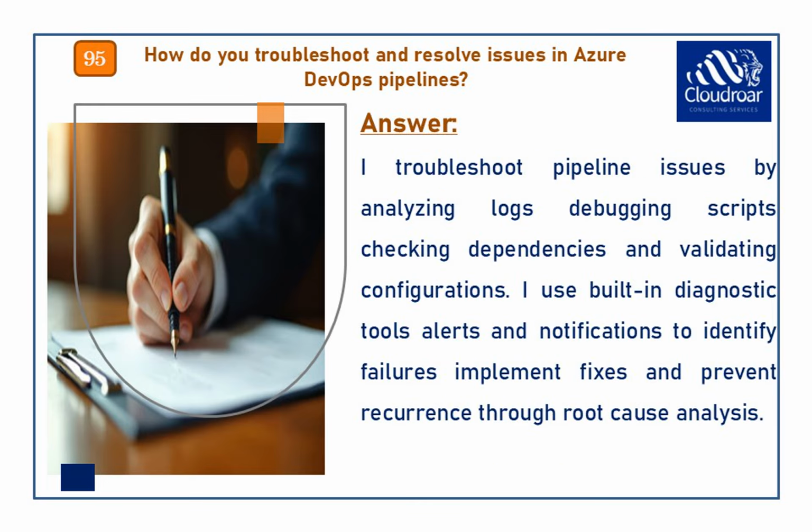Question 95. How do you troubleshoot and resolve issues in Azure DevOps pipelines? I troubleshoot pipeline issues by analyzing logs, debugging scripts, checking dependencies, and validating configurations. I use built-in diagnostic tools, alerts, and notifications to identify failures, implement fixes, and prevent recurrence through root cause analysis.